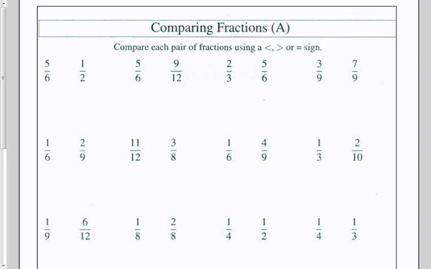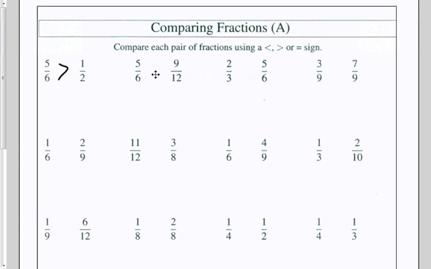So here's a sheet that you have. What I would like you to do is think about all those strategies and decide for each one which one might work the best. So I'll do a few. I'll do the first row with you, and then you're going to finish this up on your own. All right, so we have 5/6 and 1/2. Well, 1/2 is 1/2. 5/6 is pretty close to 1, so I know that's greater.